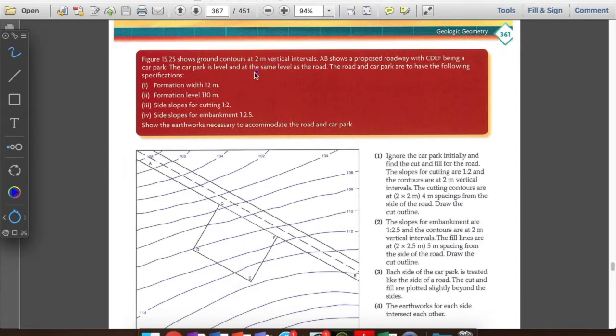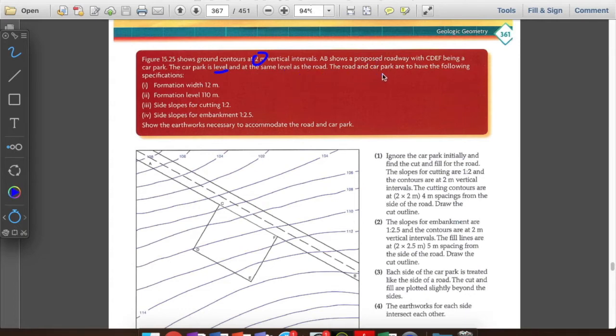So what we have first of all is really the same as the stuff that we were looking at before, except with this one it says that the figure shows ground contours at 2 meter intervals. So that's different than what we've been looking at with the 4 and the 5, but all that does is change what we multiply our ratios with. Then AB shows a proposed roadway with C, D, E, F being the car park. The car park is level, so important with the level, and is the same level as the road.